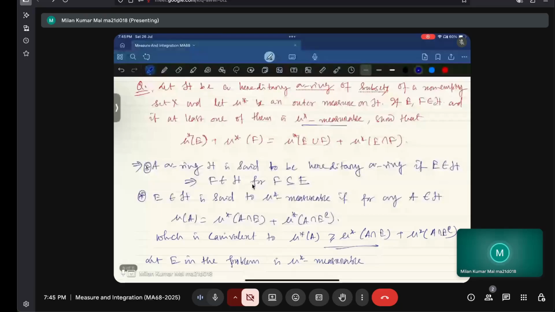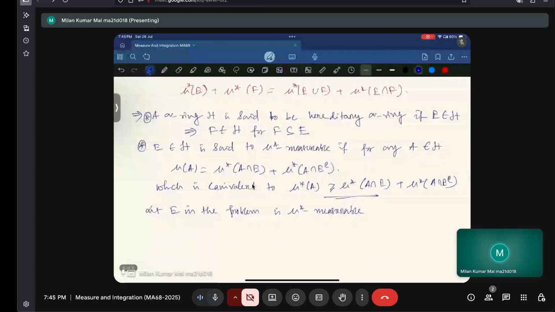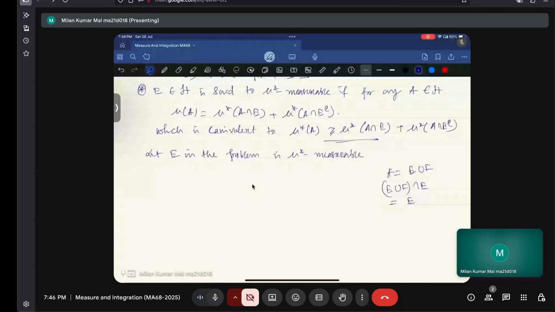If I take A equal to E union F, then E union F intersection E will give E itself, and E union F intersection E complementary is F intersection E complementary, and that is not giving anything.